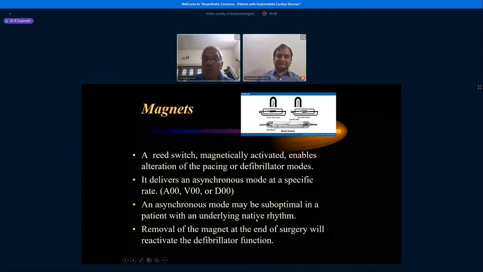An asynchronous mode, you should understand, might not be optimal. It could be suboptimal in a patient with an underlying native disease. So you should take a call about placing a magnet in the OT. You should have a magnet on the table or available, but don't put it on, because if the native rhythm or rate is an AV conduction abnormality with a very low rate, then it might not be good for the patient. So you should be careful when you use a magnet. The removal of the magnet at the end of the surgery will keep it back in the open position, and it will reset the function. This will mean that the functions of the pacemaker are restored.